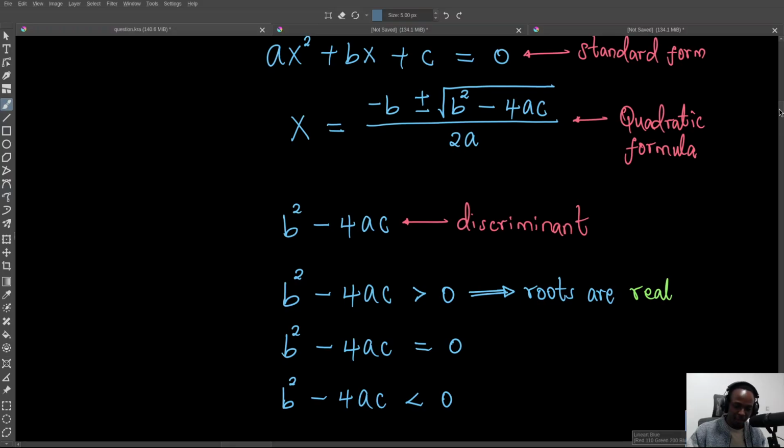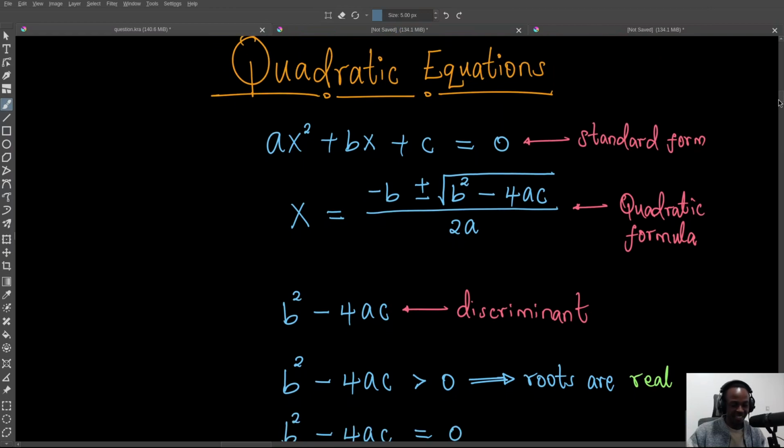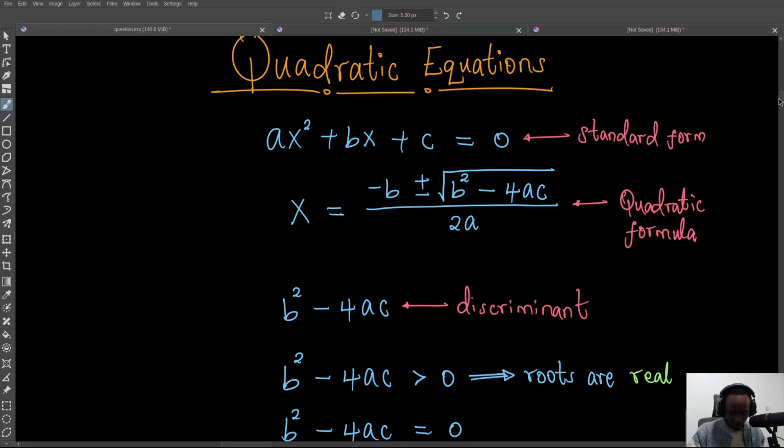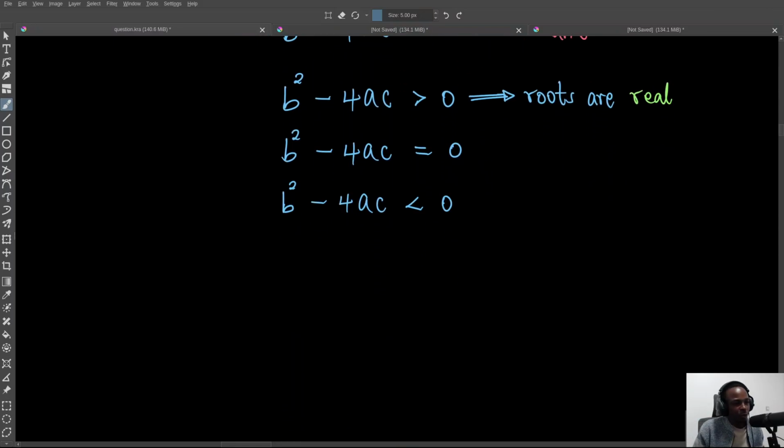When b squared minus 4ac is less than 0, we are going to be looking for the square root of a negative number, right? So this means we'll probably be looking for the square root of negative 25, negative 50, negative 100.